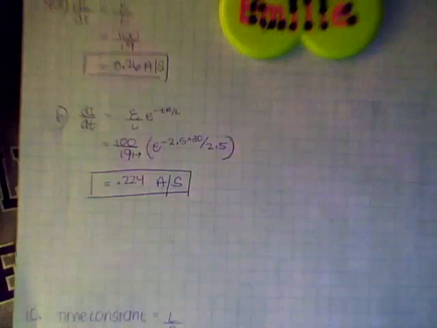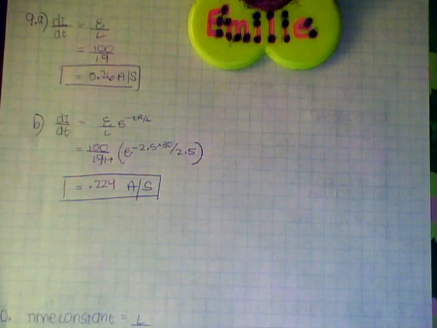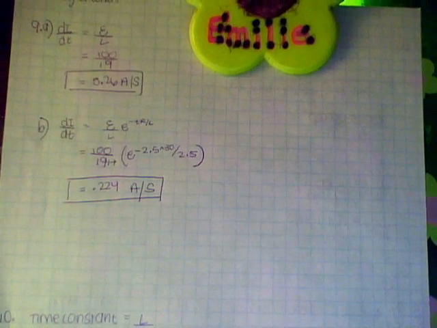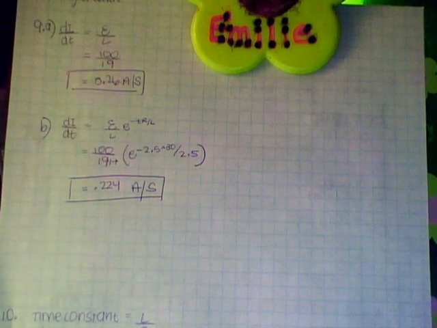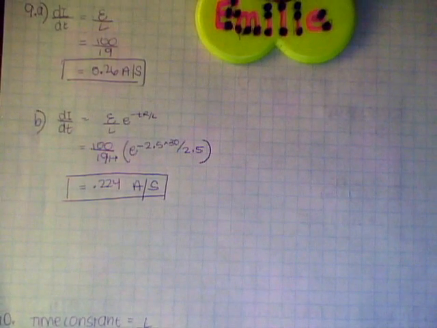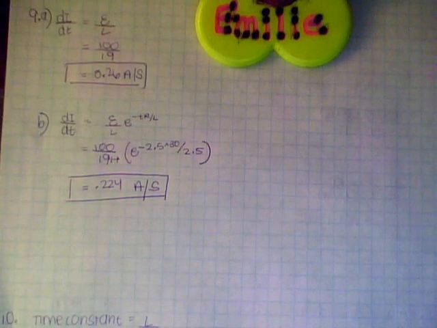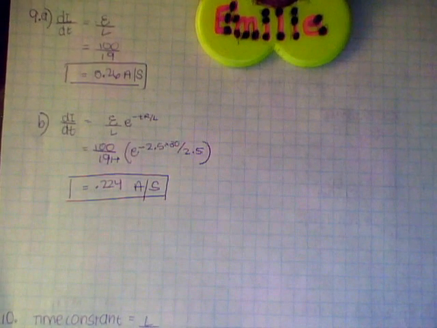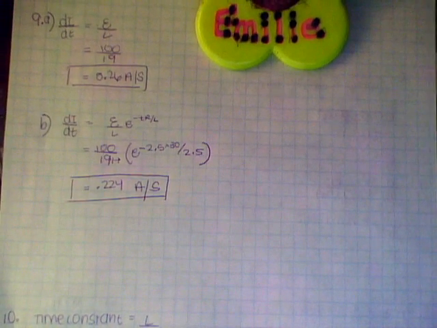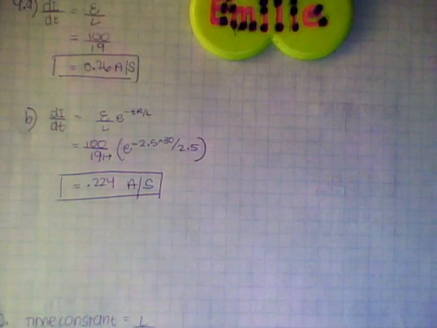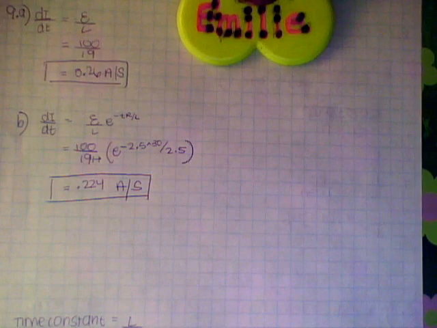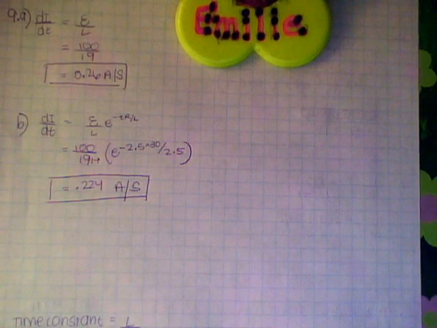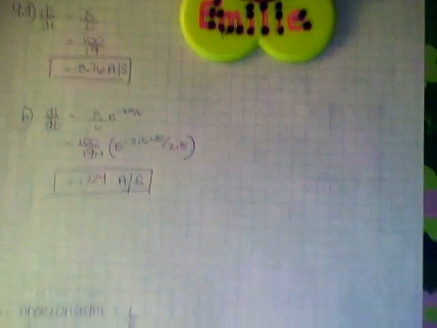Alright, number 9. Derivative of current with respect to time is EMF over length, 100 over 19, which is 5.26. B, the same thing, but now it's times e to the negative tR over L. And so the time is 2.5, so you plug in your 2.5 and you get 2.224.